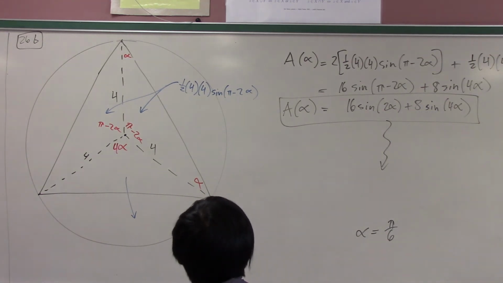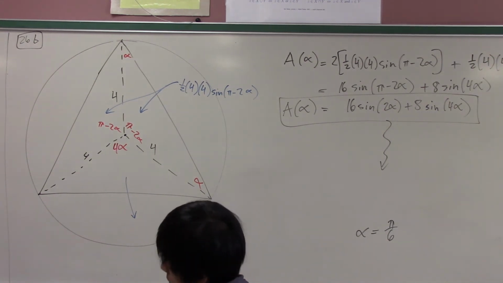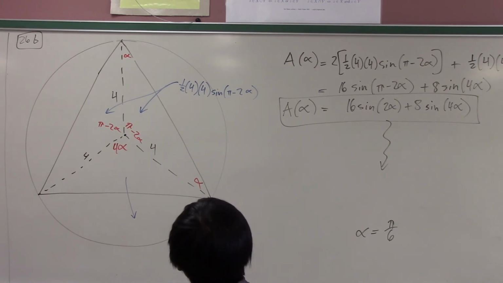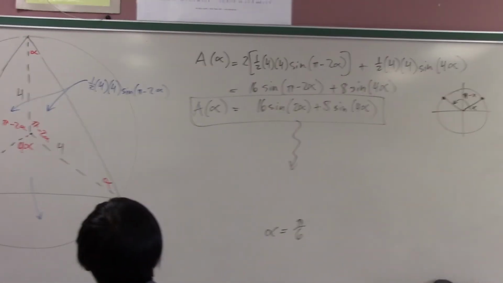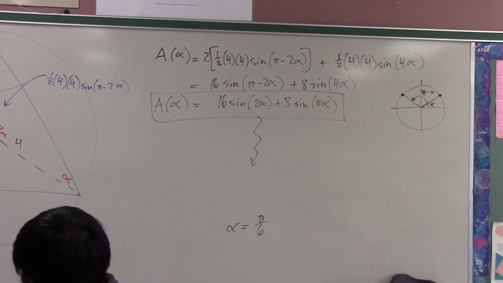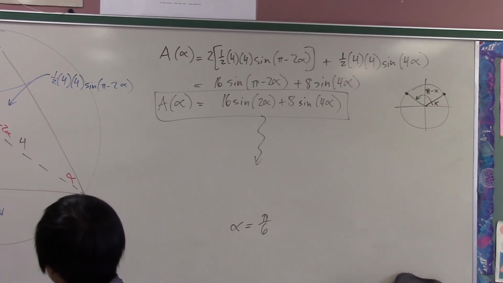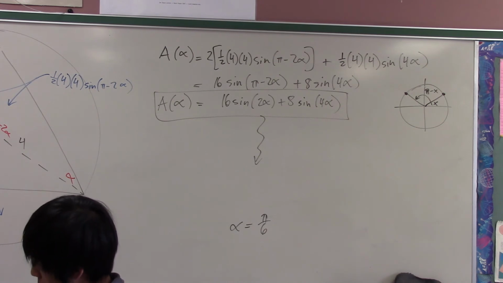We're eventually going to find that this area function is maximum when alpha equals pi over 6, because that would mean that it's an equilateral triangle, which is what we found in the previous problem. All right, Steve, are you okay with that? Can you just finish that later?